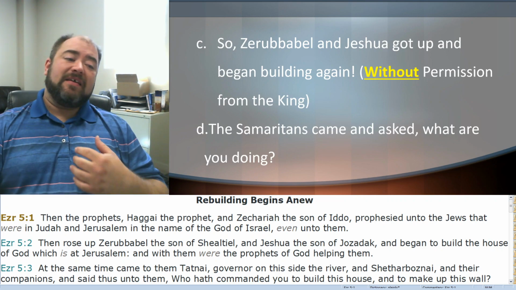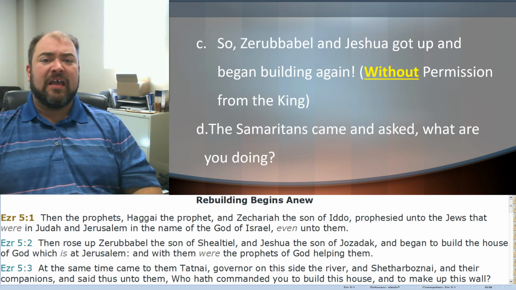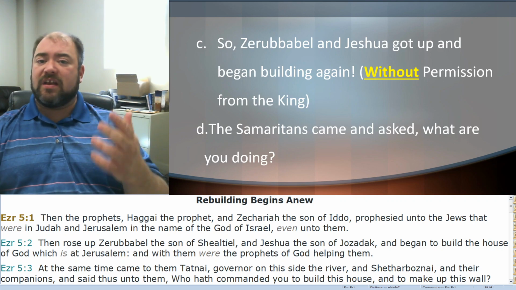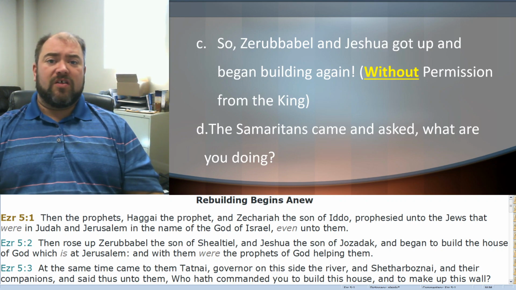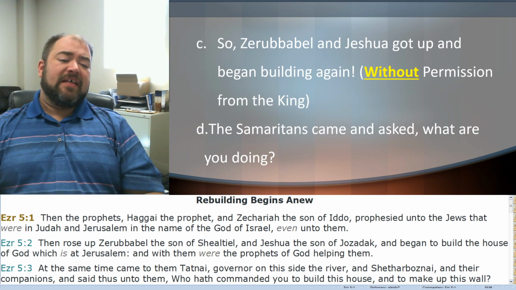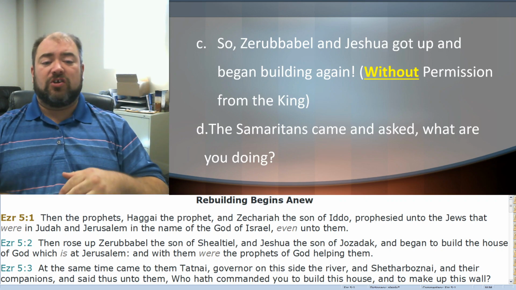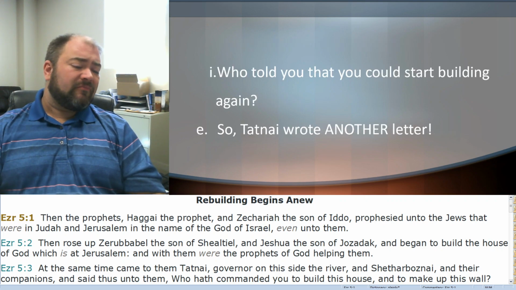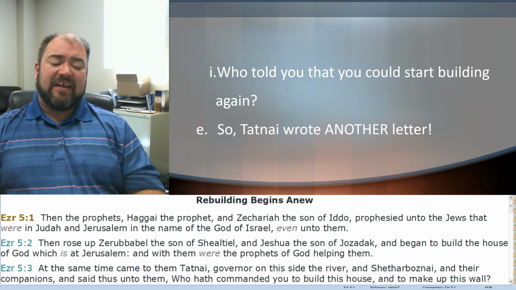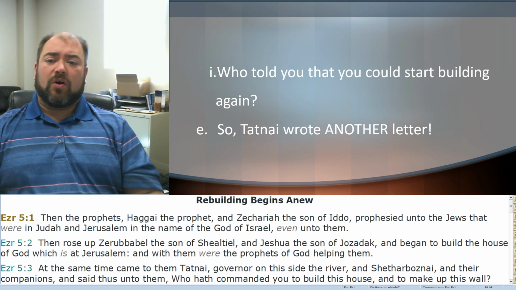So they got up, they began to rebuild again, and this time they began to rebuild without the permission from the king. They said, no, we're just going to go ahead and start doing it. So the Samaritans came, they got wind of it, they said, whoa, wait a minute. We never got word that the king said they could start rebuilding. What's going on here? And so they go back down into Jerusalem, and they say, what are you doing? The Samaritans are going to try and stop them again. They ask, who told you that you could start building again? But the Jews answered and said, we don't need any permission. God has told us to do this. We're going to continue to build.